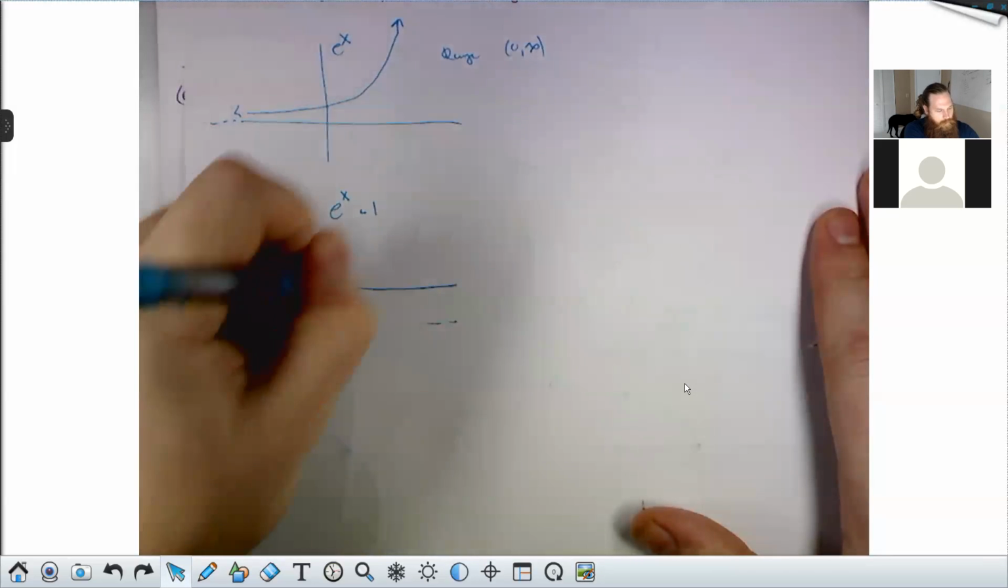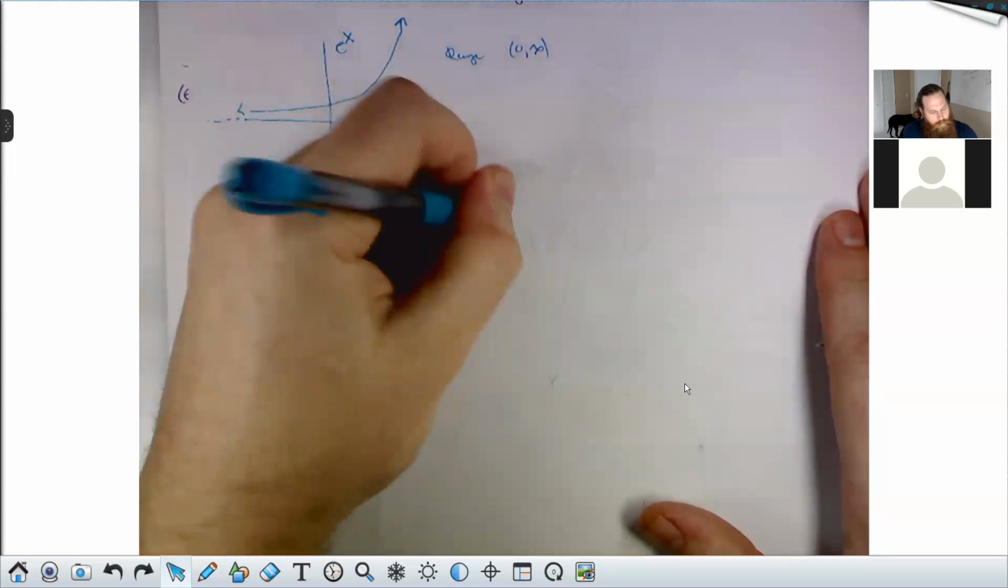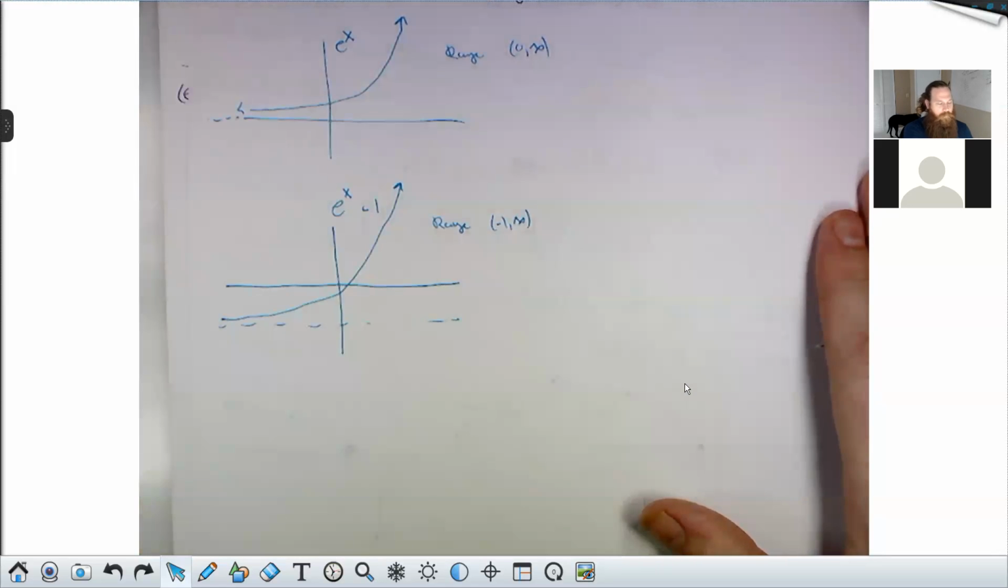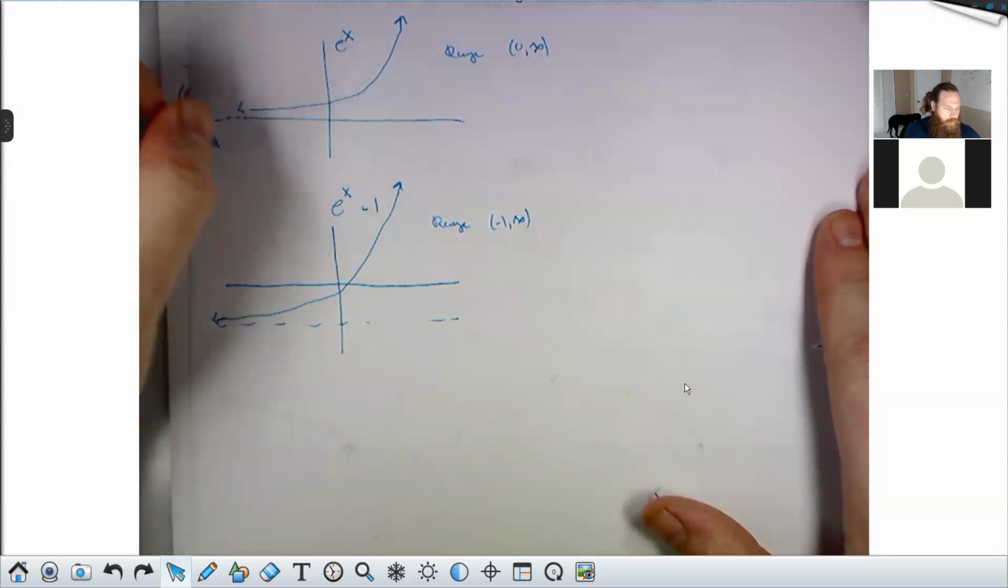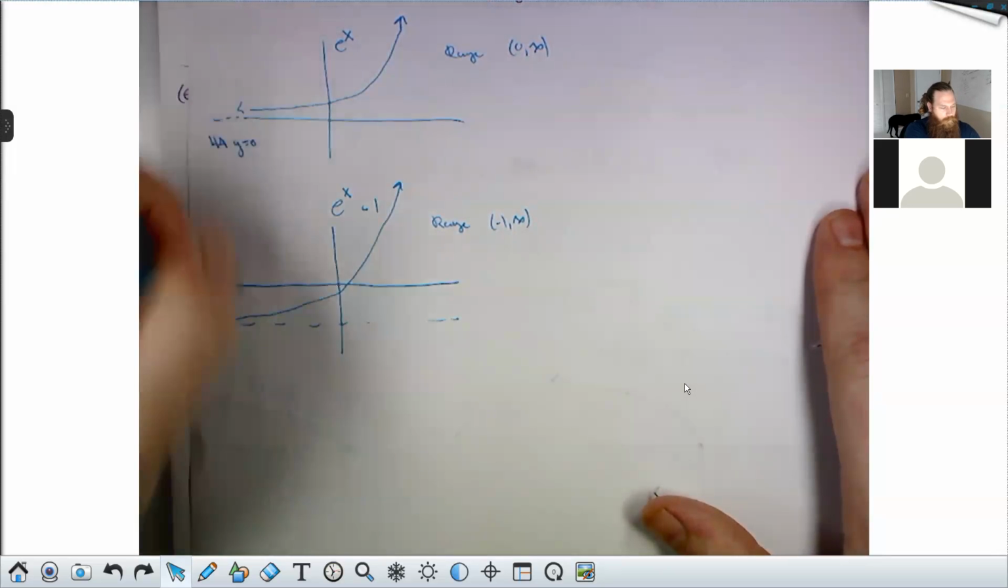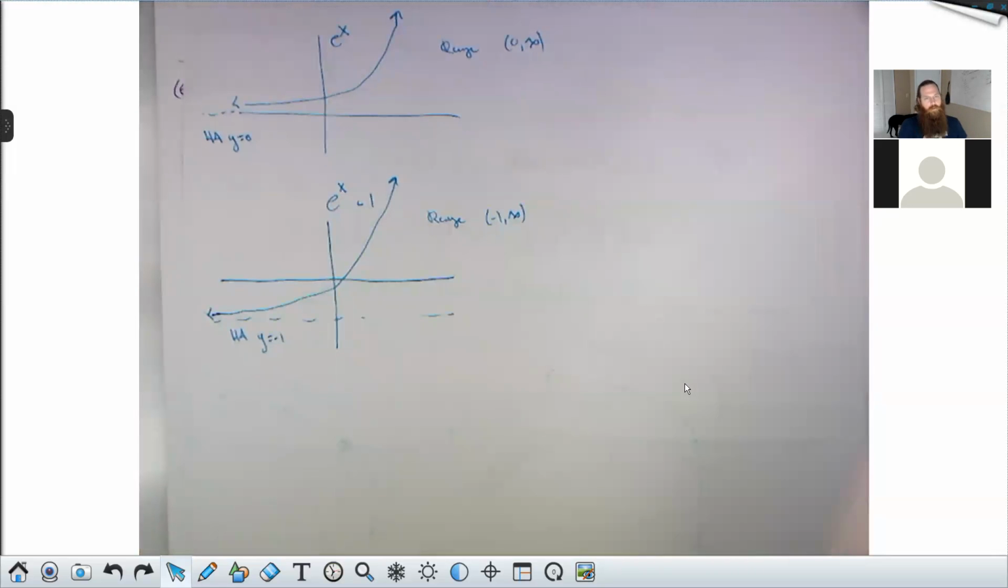So my new range would be -1 to infinity. And then the horizontal asymptote would also be -1. Yeah, the HA would move. Here the HA was y equals 0. Here the HA would move down to y equals -1. Perfect.